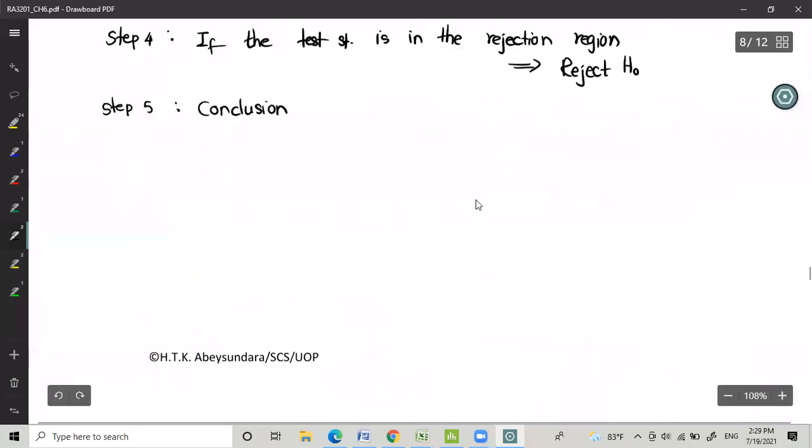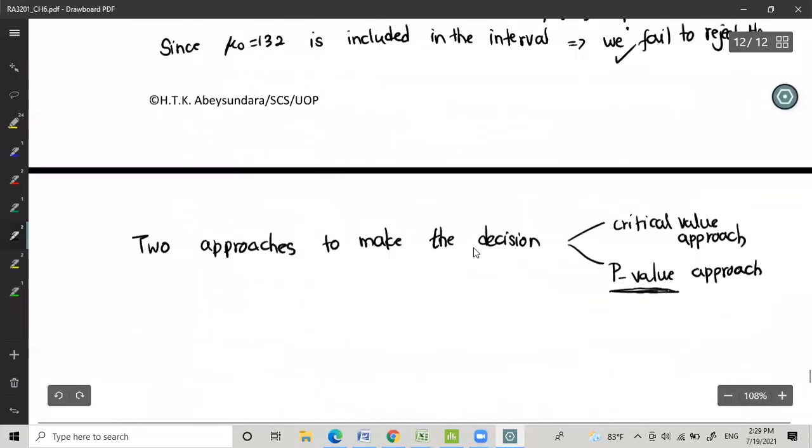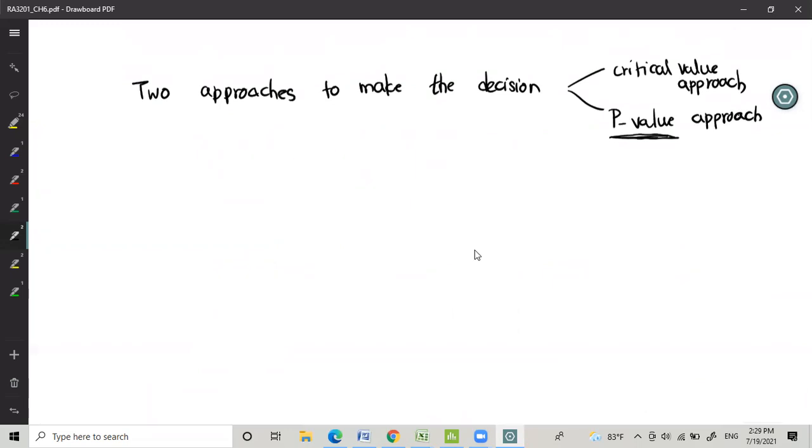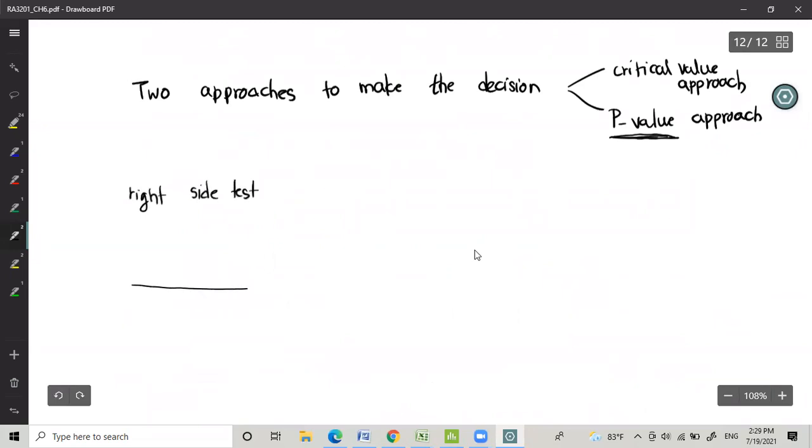First, I'll explain how to get the p-value, right? P stands for probability. So this is how you find the p-value. If you have a right side test, after you find the test statistic, rather than finding the rejection region, you get the test statistic, the z-score, and read the z-table and find this tail probability. This is called your p-value.